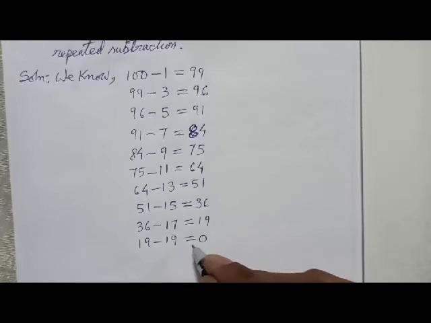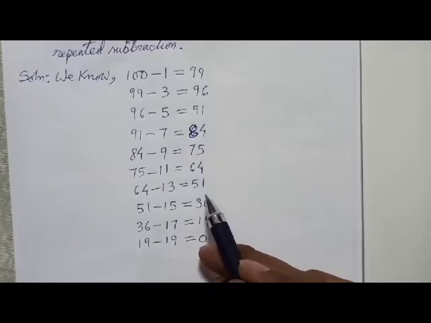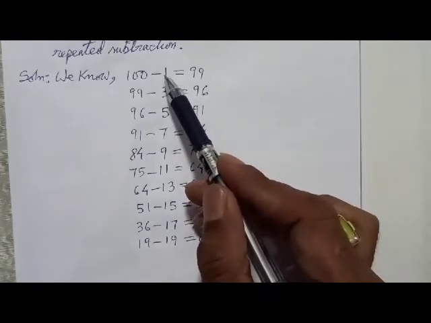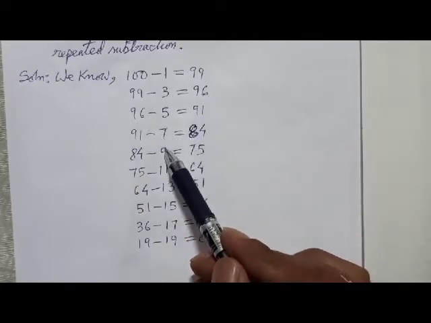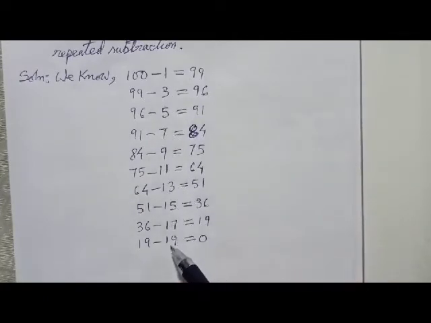Let us see how many times we are subtracting. 1, 2, 3, 4, 5, 6, 7, 8, 9, 10. We are subtracting 10 times. After that, we are getting 0.